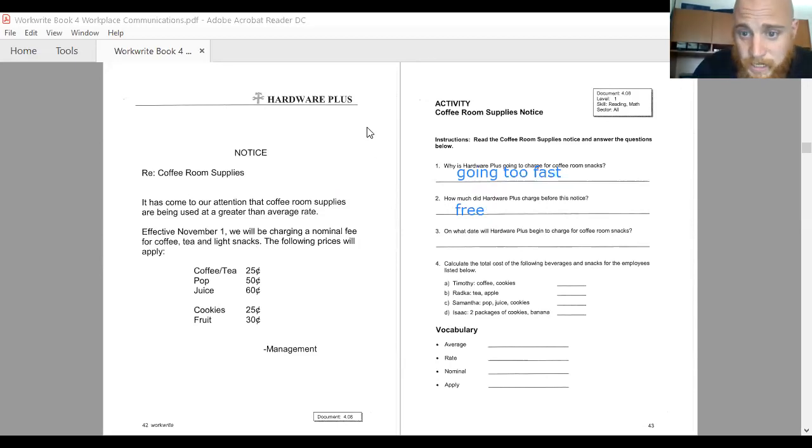Next, number 3, on what date will Hardware Plus begin to charge for coffee room snacks? And that one is written right out for us. November 1st, right here.